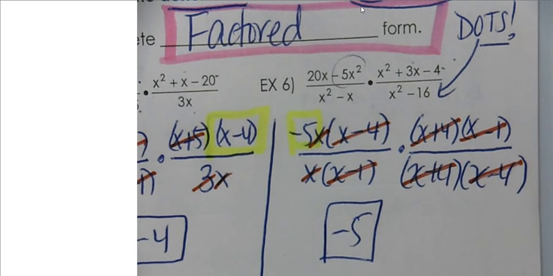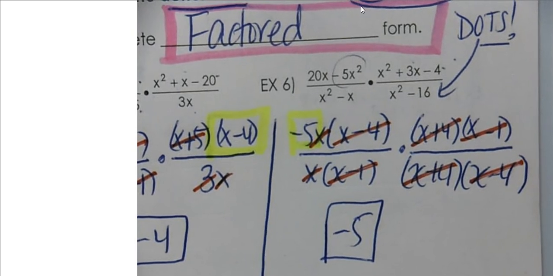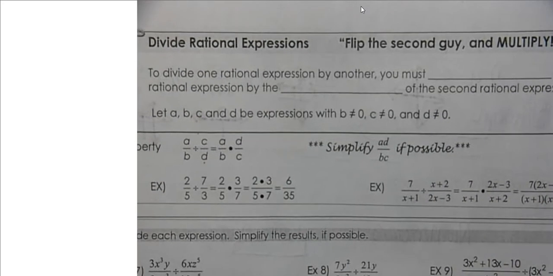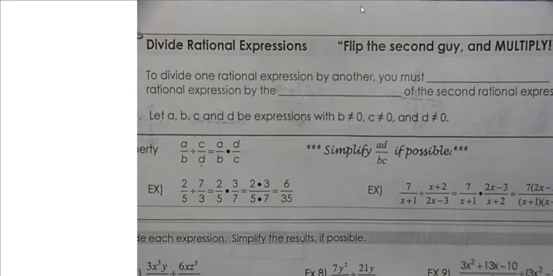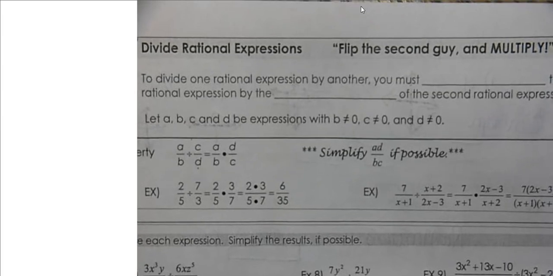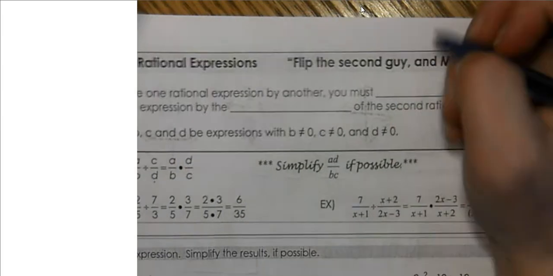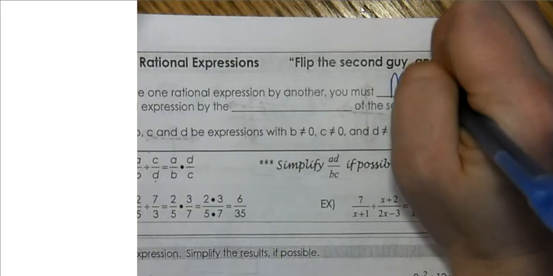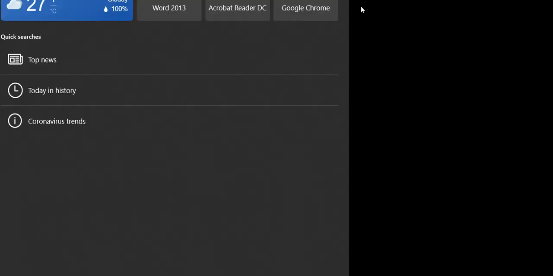All right, let's go ahead and flip the page. And now we are going to talk about dividing rational expressions. So we've talked about dividing fractions before. There's a little phrase, flip the second guy and multiply. And that's exactly what we're going to do here. So to divide one rational expression by another, you must multiply the first fraction.